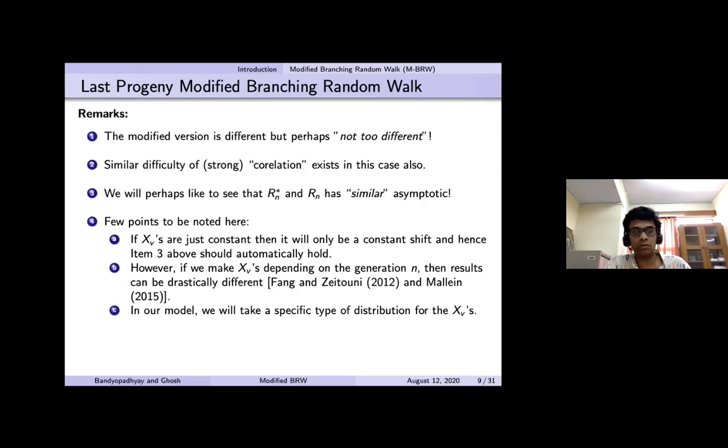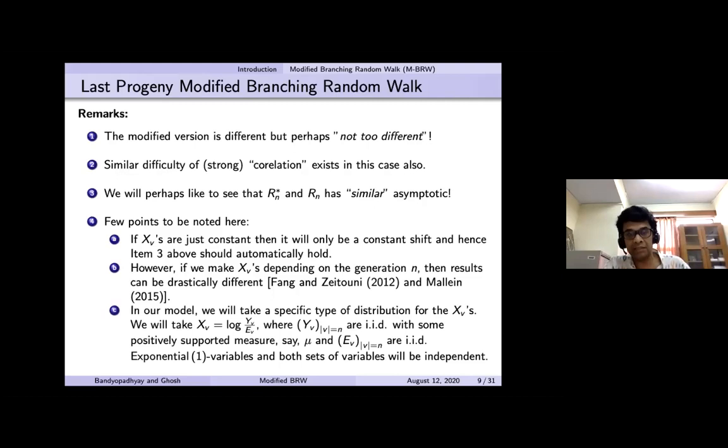In our model, we'll take a specific type of distribution for the X_V, and you will see why a little later. Our innovations X_V will be of the form logarithm of Y_V divided by E_V, where the Y_V are i.i.d. with some positively supported measure, say mu, and the E_V are i.i.d. exponential with parameter one. The Y_V and E_V are independent of each other. So each X_V is the logarithm of the ratio of a positively supported variable divided by an independent exponential variable, and that is the innovation being given to V. Each V gets completely independent innovations. This is the specific model we are going to look into.